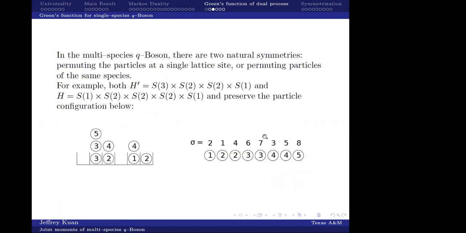So there's an algebraic action on particle configurations. If you just consider particle configurations, you have two natural symmetries. You can permute the particles at a single site, or permute particles of the same species. So if you rearrange these third class and fifth class particles, that preserves it. So there's 3 here, 2 here, 2 here, 1 here. So you have this Young subgroup S3 cross S2 cross S2 cross S1. Or if you switch these two second class particles, that preserves it. Same for these fourth class particles. So it's 1, 2, 2, 2, 1. There's 1 first class particle, 2 second class particles, and so forth.